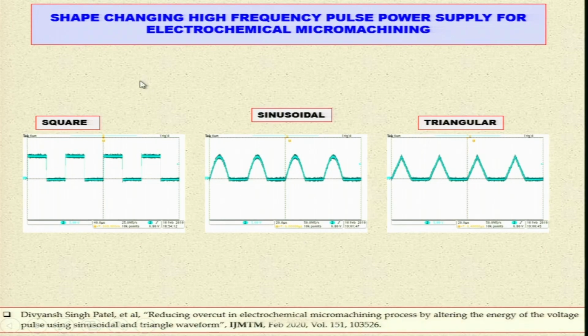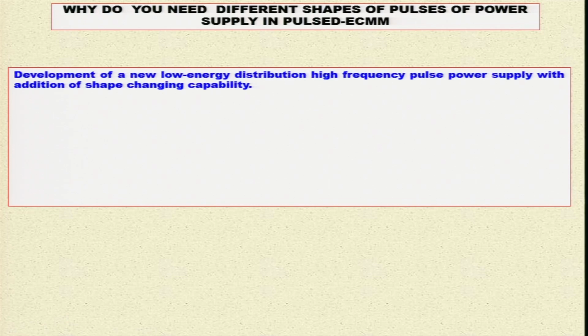Now, here you can see shape changing with high frequency pulse power supply for electrochemical microtexturing. These are the square shapes of the pulse powers. This is the sinusoidal one and this is the triangular one. We have conducted experiments with all the three as shown in the following slides. The question is, why do you need different shapes of pulses of power supply in pulsed electrochemical micromachining?